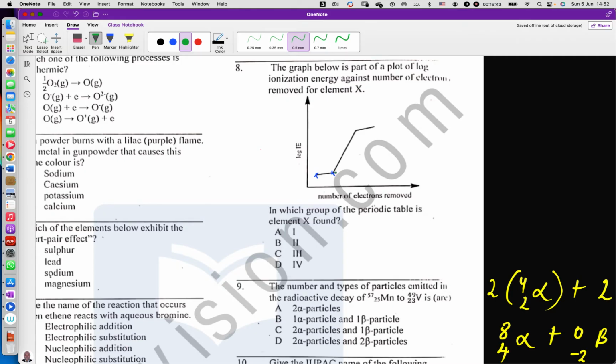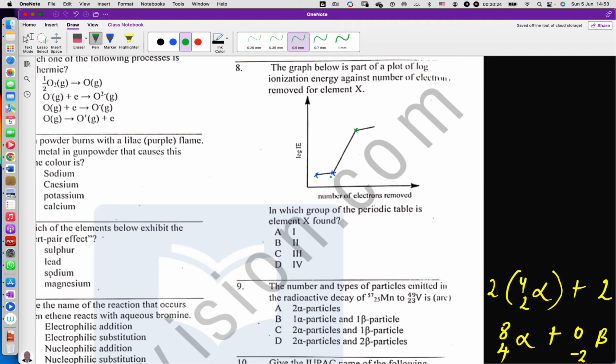But when you are about to remove the third electron here, this green here, there is a big jump, a big hike, indicating that the third electron is coming from another energy level. The third electron, the fourth electron, and other electrons to be removed are coming from the same energy level. But the first and the second electrons are from another energy level.